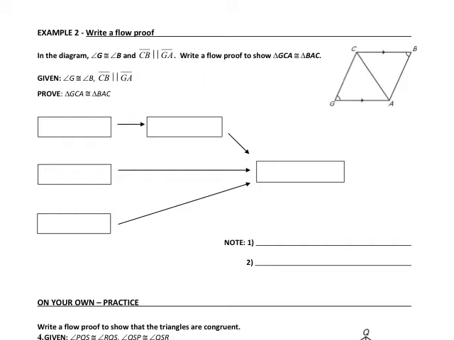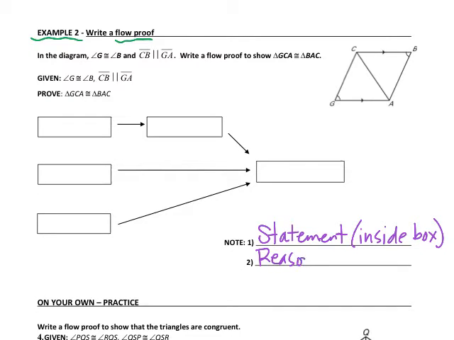And on the back of the first page, we have example number 2, where we're going to practice writing our first flow proof. But before we do our first flow proof, I'd like you to write a couple of notes down here in the right-hand corner of the screen. Statement goes inside the box. So if you remember from our 2-column proofs, we had a statement on the left and a reason on the right. Well, because this is set up a little bit differently, we want to put our statement inside the box and our reason under the box.